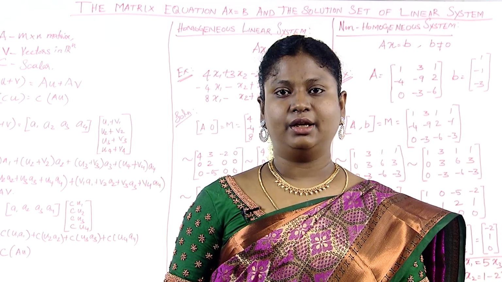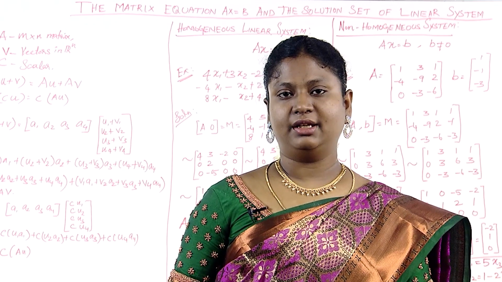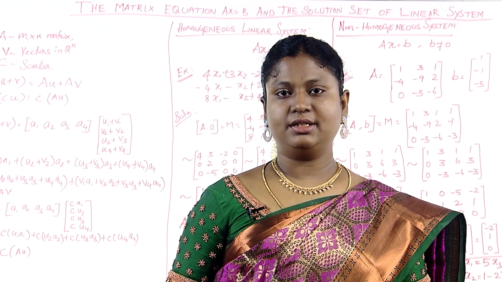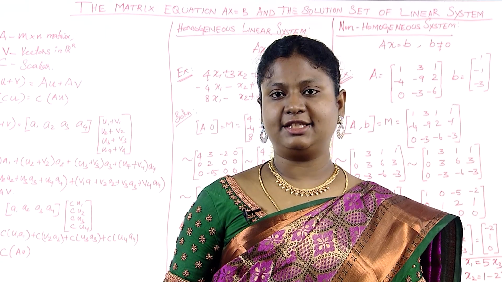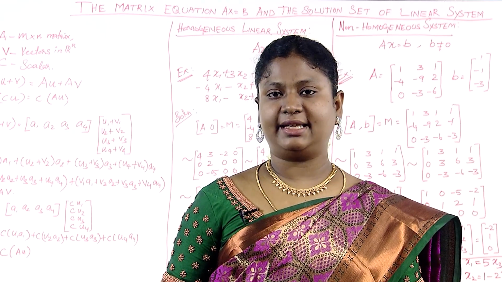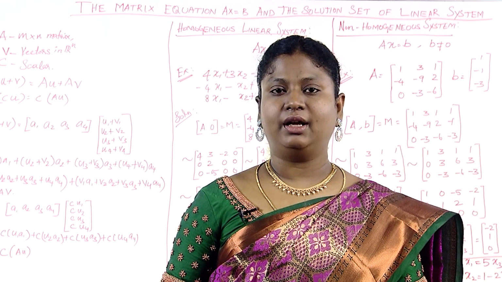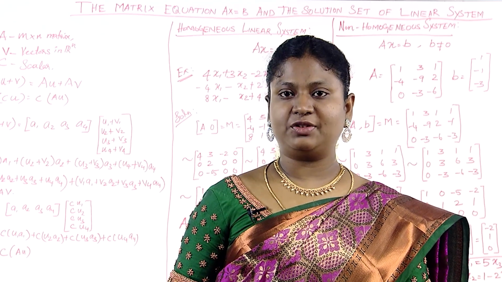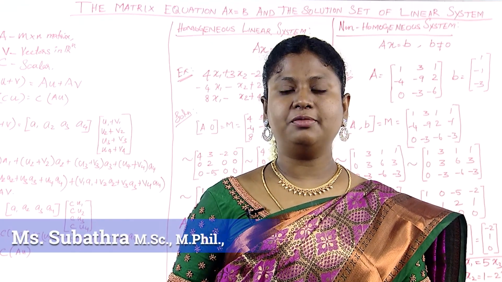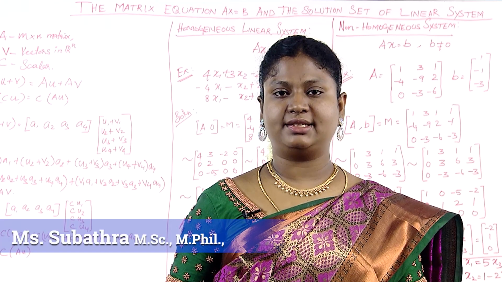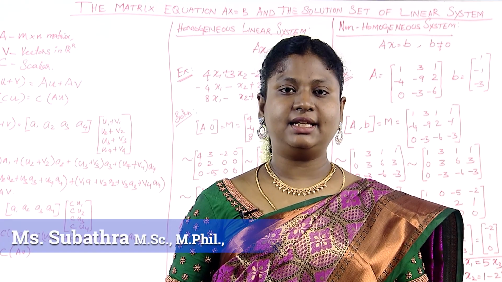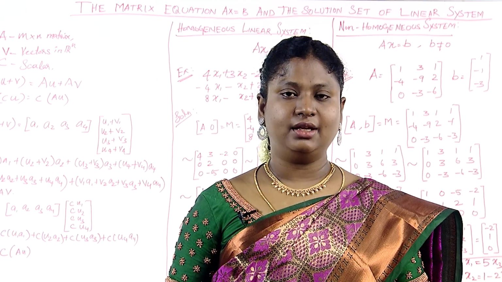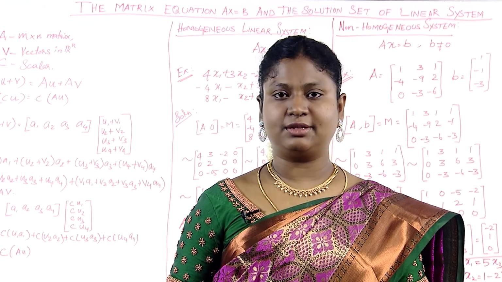Dear learners, we are at the end of the session. In this section, we learned how to express a linear system of equations as a matrix equation Ax = b. Then we discussed the two types of matrix equation, called the homogeneous system and the non-homogeneous system. By expressing the linear system as a matrix equation, we learned how to solve the system also.